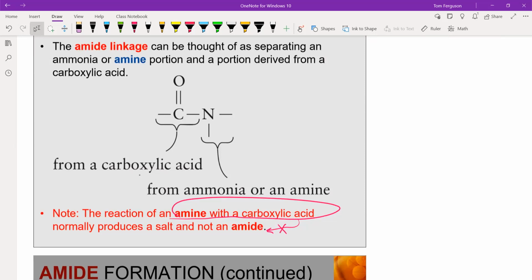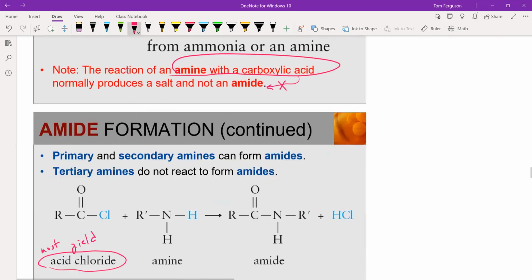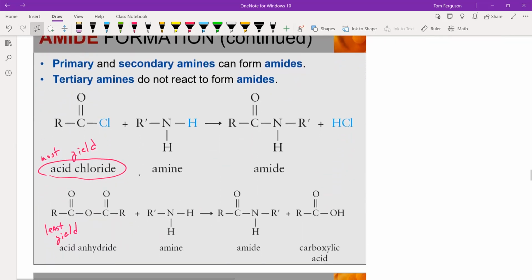And like with esters, the side of the amide bond that has the carbonyl group is the acid part, and the part that has the nitrogen is the amine part. This comes in handy when you're trying to synthesize something or when you're trying to name it. And one way to qualitatively distinguish between tertiary amines and primary and secondary amines: tertiary amines do not form amides, but primary and secondary ones do.